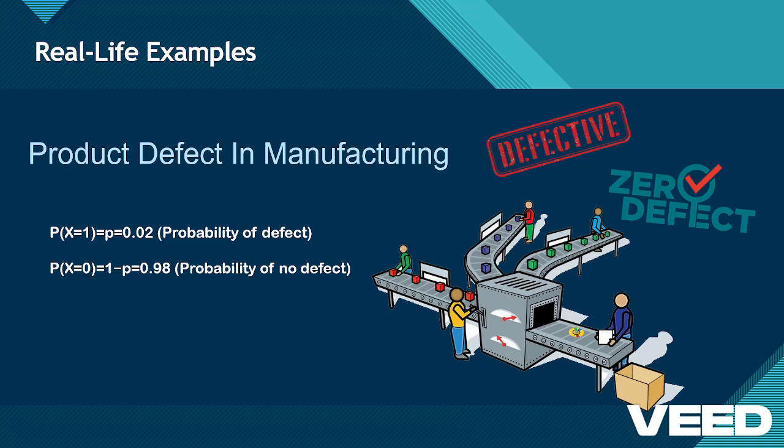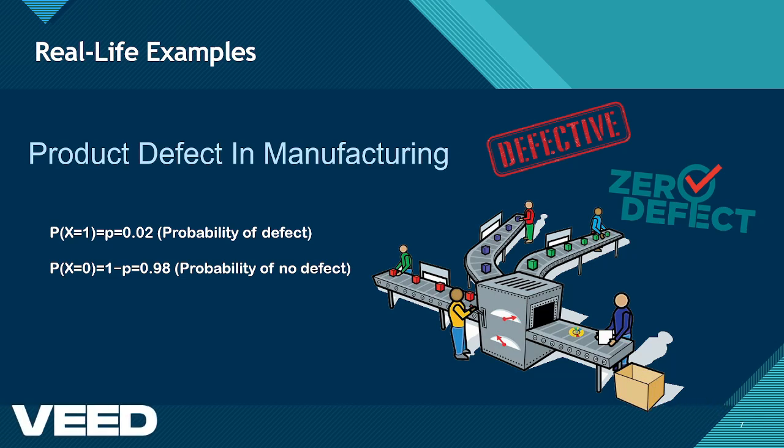Some manufacturing companies also use Bernoulli distribution for finding defective products. So if a company makes a product, then the probability of it being defective is 0.02, and the alternative probability, that is the probability that there will be no defect in the item, will be 0.98. This is another example of Bernoulli distribution.